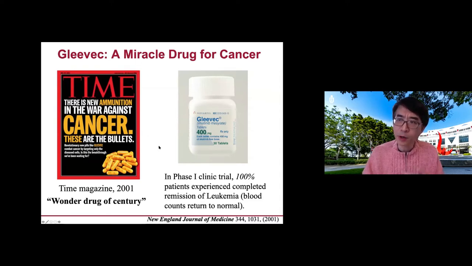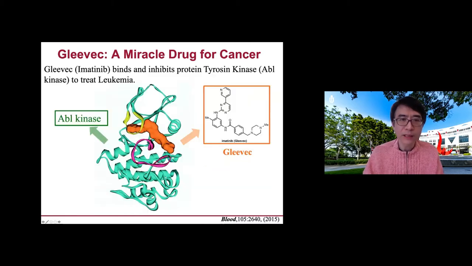What is a drug action mechanism? What is Gleevec? Gleevec, of course, is the name of the small molecular compound, like many small molecular compounds I'm showing you in one of the previous slides. This is the chemical structure of this compound, right? You can see it consists of a number of ring structures.